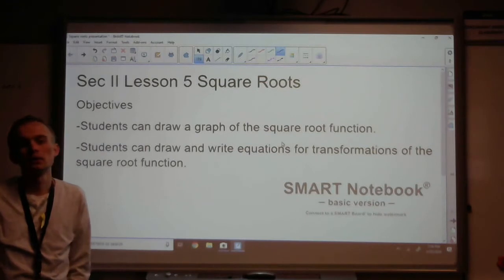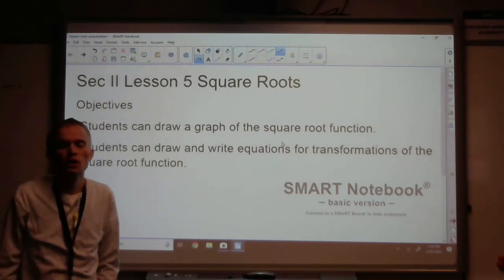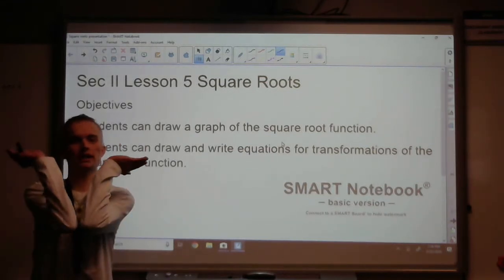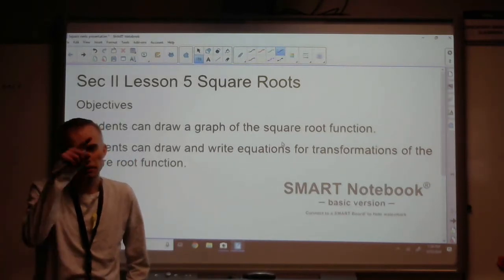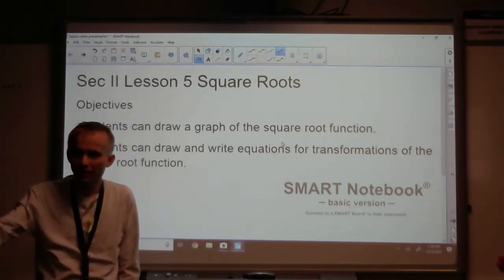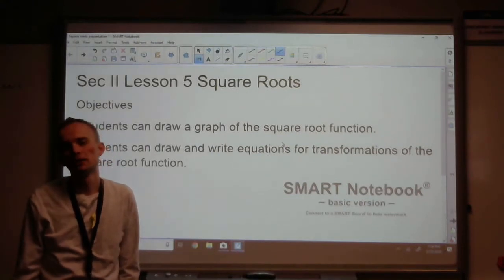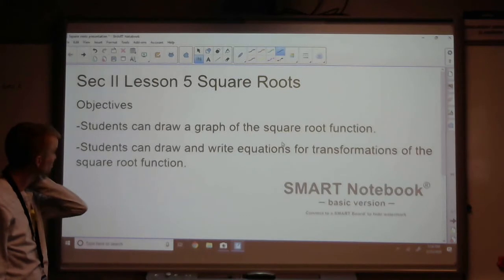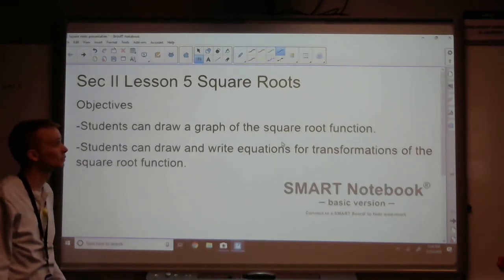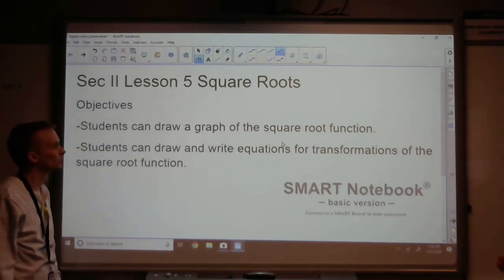Last time we dealt with absolute values, which remember are the V shape, right? They have the V shape. Parabolas are the U shape. Those have x squareds in them. Absolute values have the bars in them, right? The two bars. So what we're going to be dealing with today are square roots.